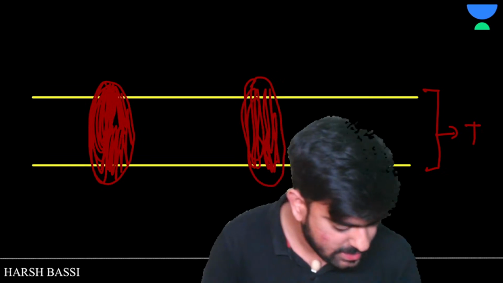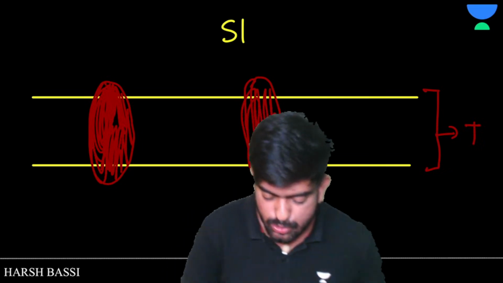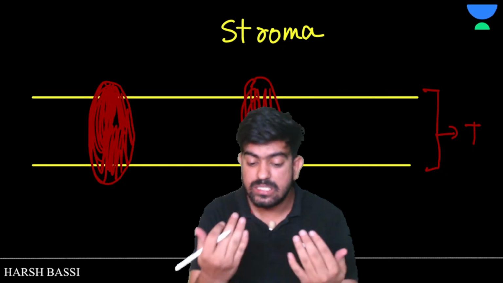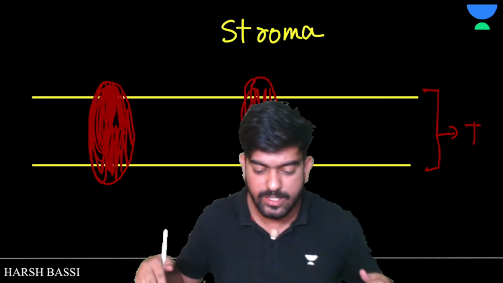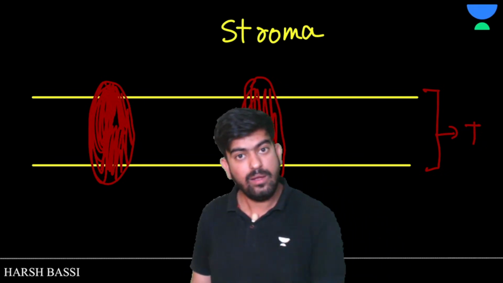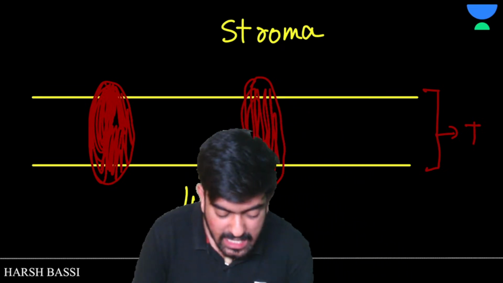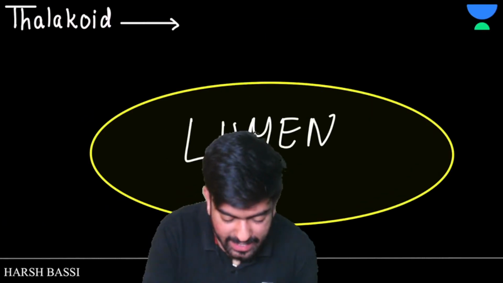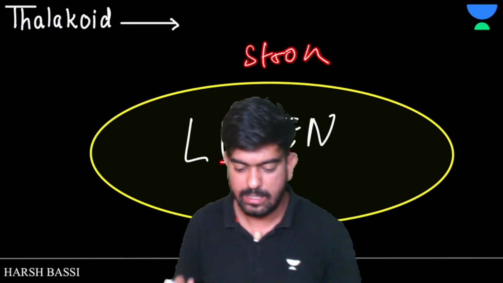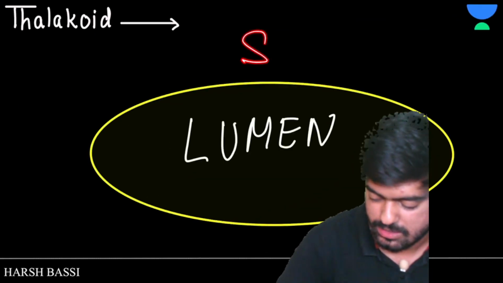Outside this membrane, what is present, sir? Outside the membrane, stroma is present. Yes or no? And on this side, the down part, what is present? In the down part, we have the lumen of the thylakoid. Clear? So what I have done is I have just made this structure. Here was stroma, this was stroma, and this was lumen.